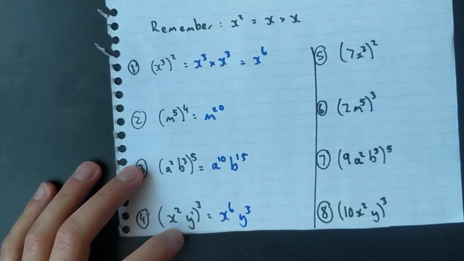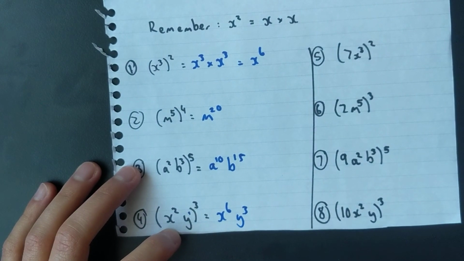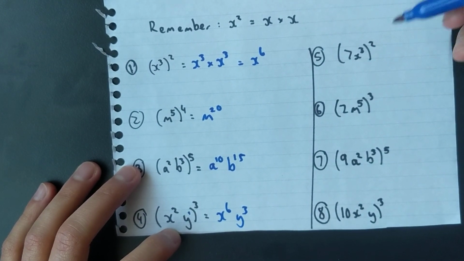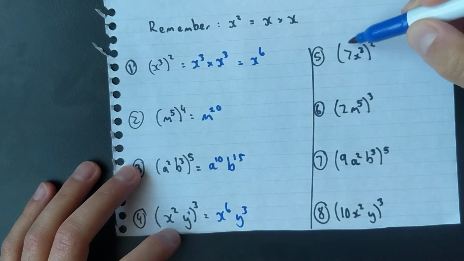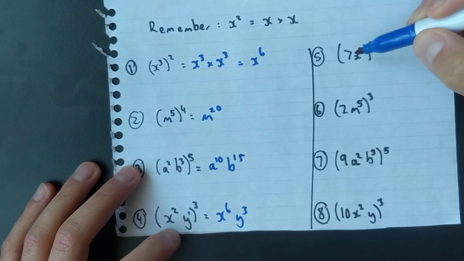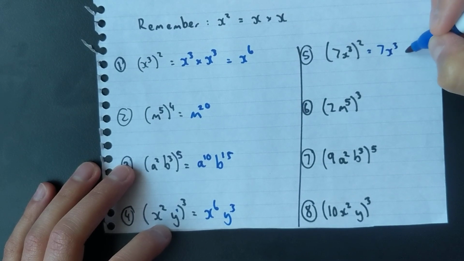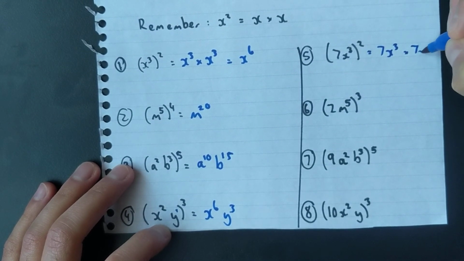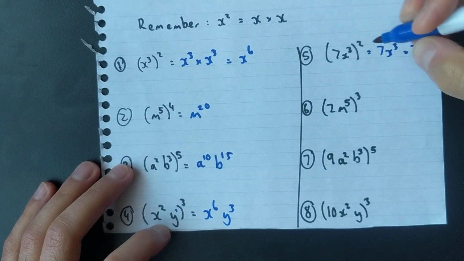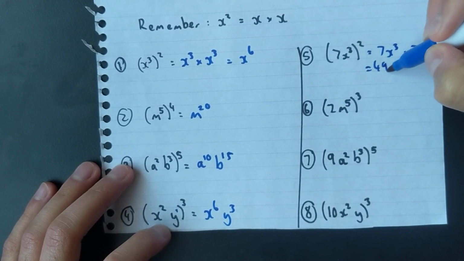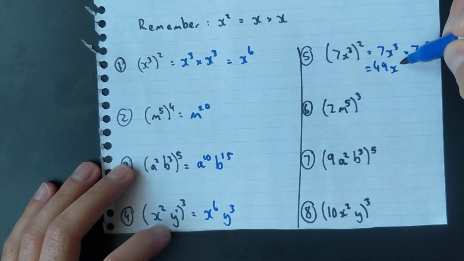Now again, coefficients, this is where people mess up. We've got to be very, very careful. 7x cubed squared. So that means 7x cubed multiplied by itself. So 7 times 7 is 49, x to the power of 6.